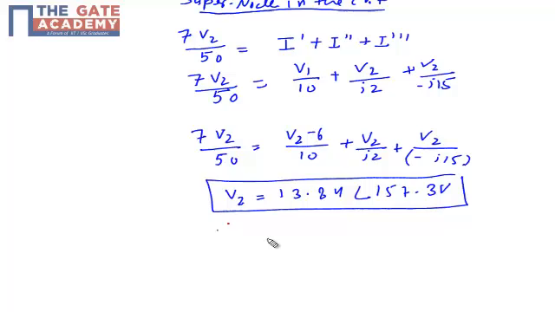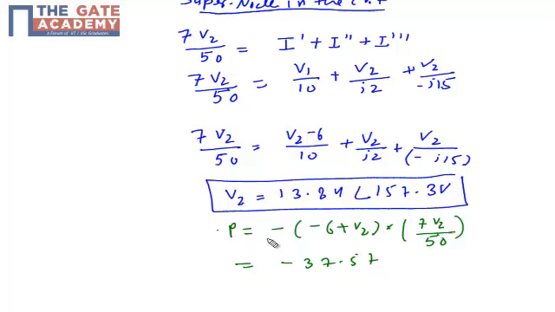If I write it down here, my complex power is minus of minus 6 plus V2 into 7V2 by 50. So my power is minus 37.57 minus j4.473, which is my power dissipation.